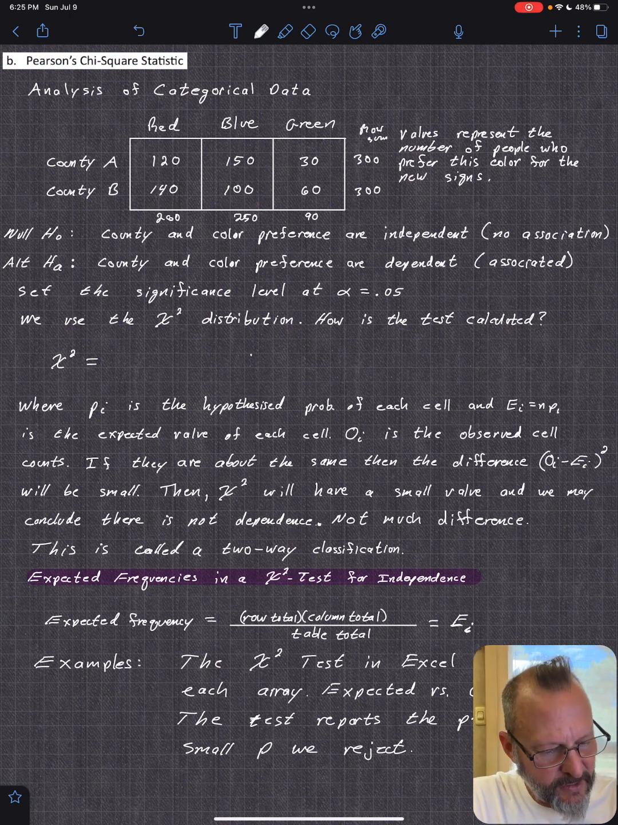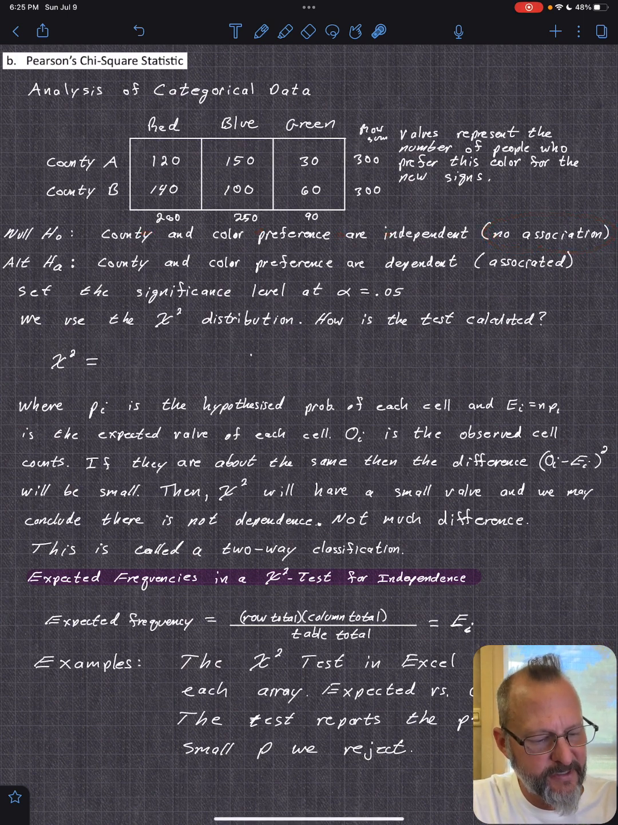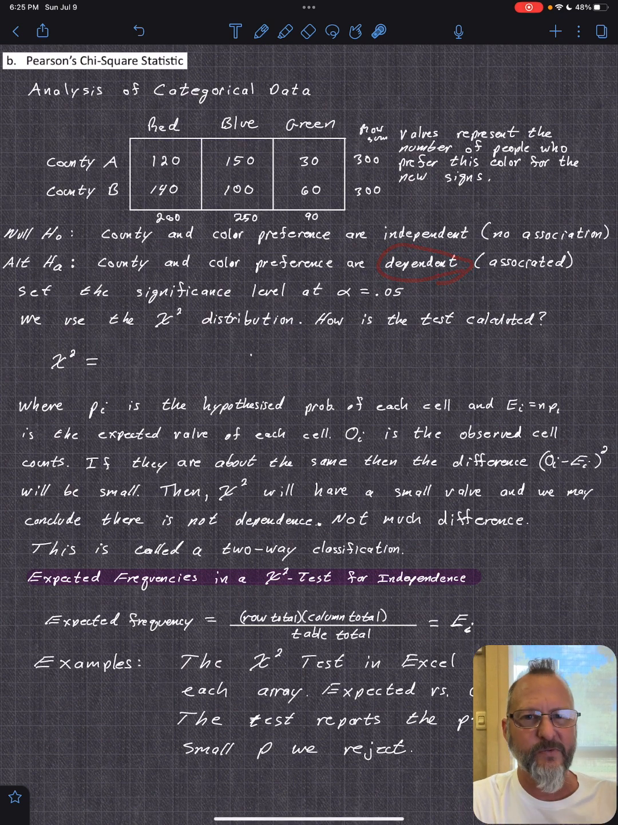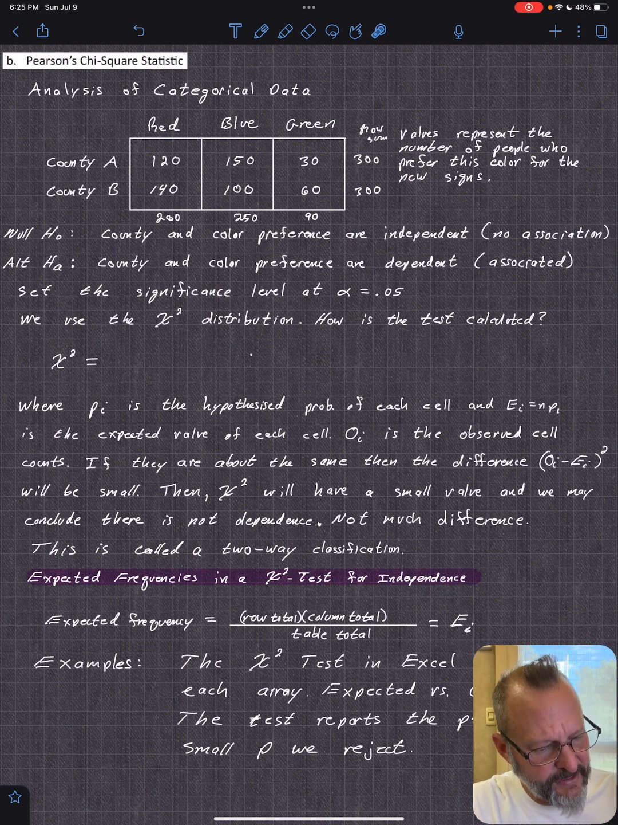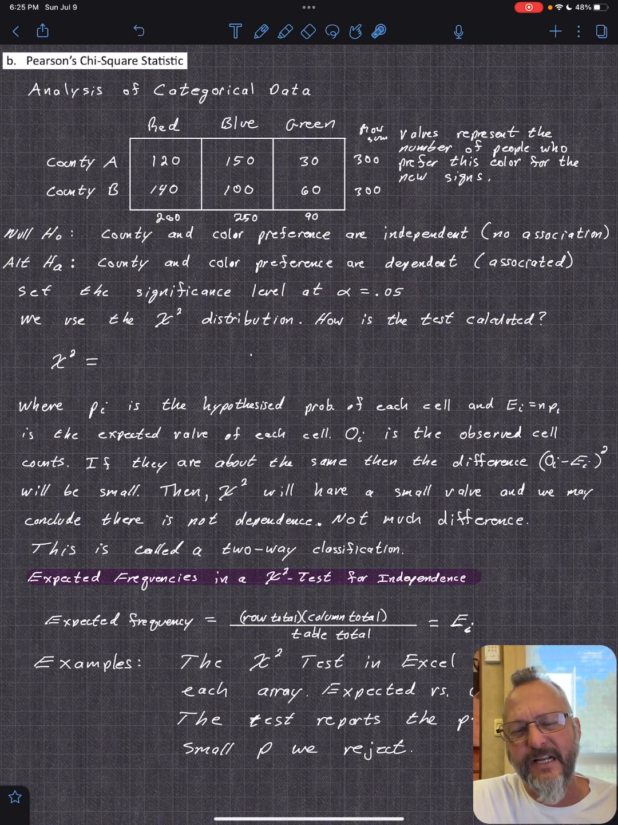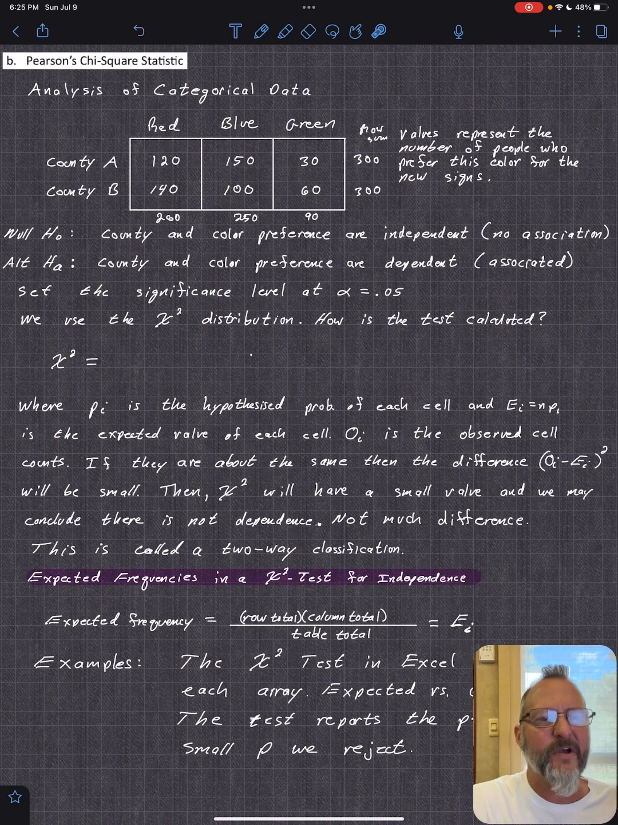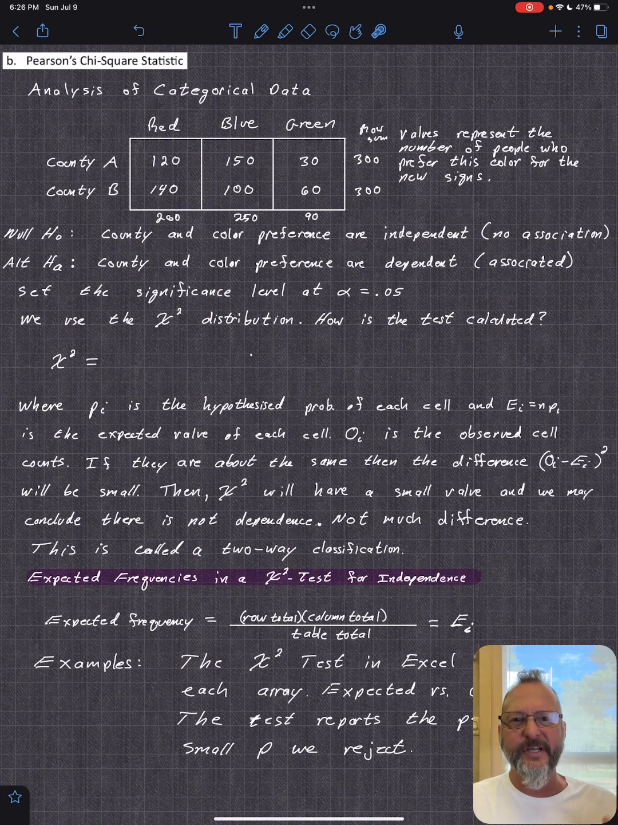So the null hypothesis: county and color preferences are independent. There's no association between the counties and the color preferences. Alternate hypothesis: there is a dependence. Basically one county likes a certain sign color over the other. Significance level, pretty typical is 95%. 90% can be a little low, so 95% covers most cases. Again, if you get into medical, you don't want people dying, you go to 99% to release a drug, that kind of thing.